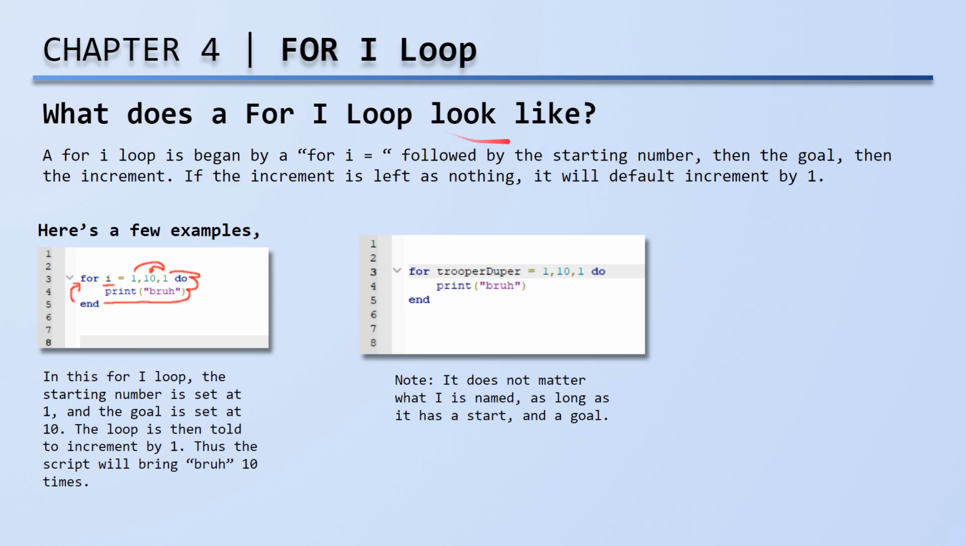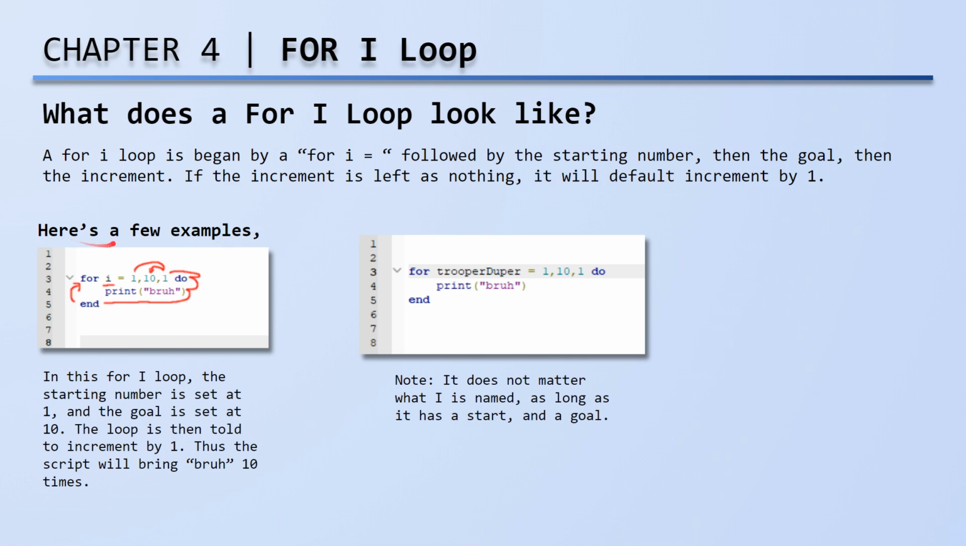Okay, so next we have the for I loop. So what does a for I loop look like? A for I loop begins with a for I. By the way, the I can be named basically anything. Okay, it doesn't have to be named I. An example, Trooper Duper. Okay, followed by the starting number, then goal, then the increment. If the increment is left as nothing, it will default increment by 1.